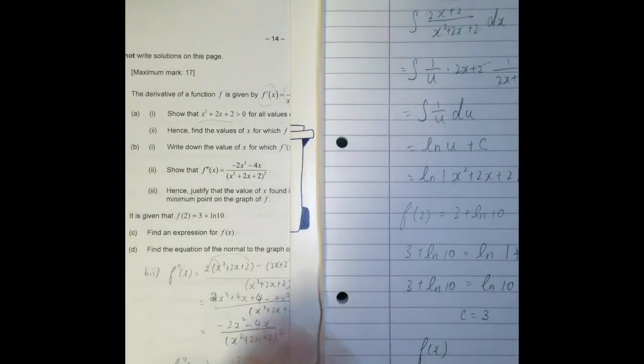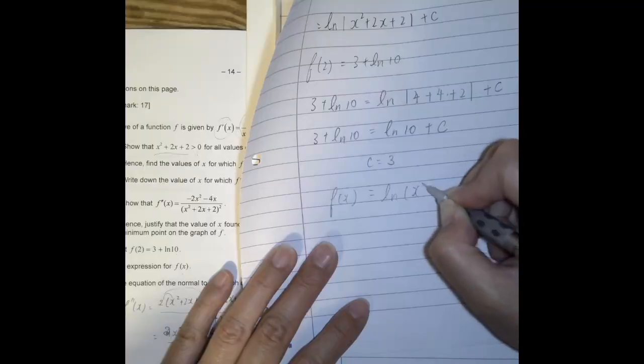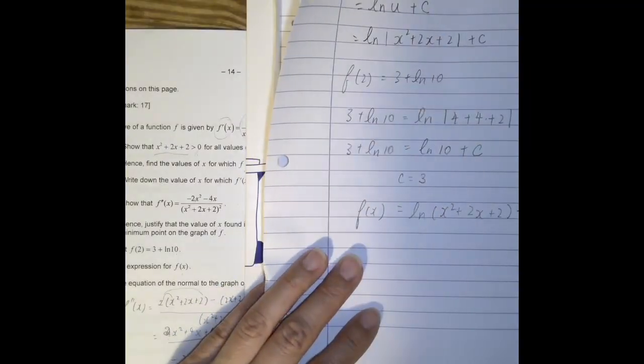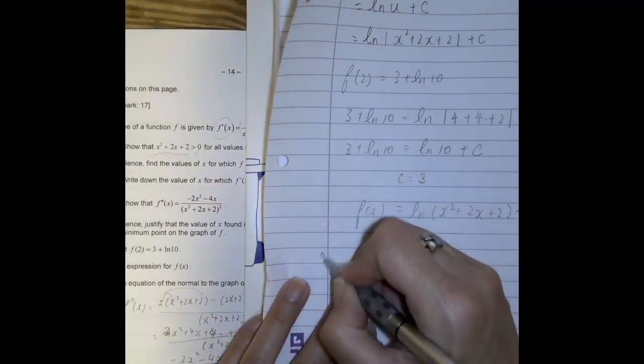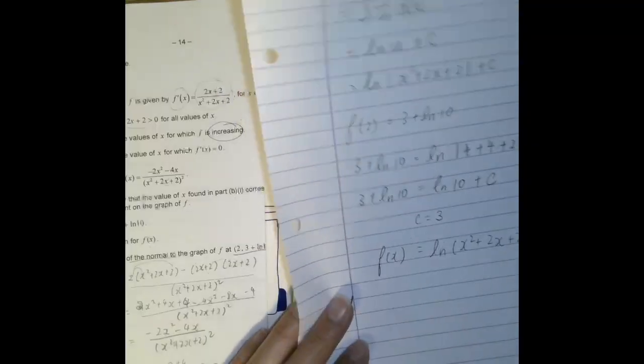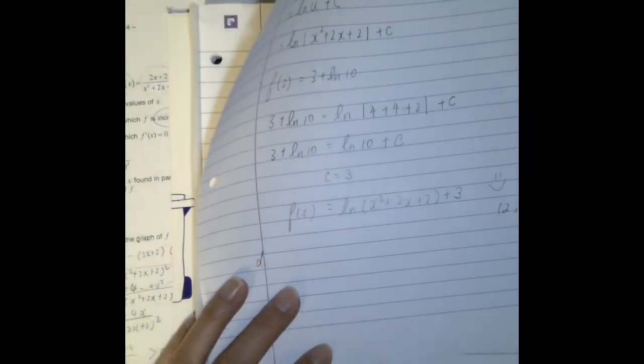So f(x), whoa, that's big. So we need this big. f(x) will be equal to ln(x² + 2x + 2) plus 3. Ooh, not bad at all. I'm happy. Are you? So last bit, we have part d. Find the equation of the normal at this point. Loved it. So we have our point (2, 3 + ln 10). And we need to find the equation of the normal, so we have to find the gradient first.